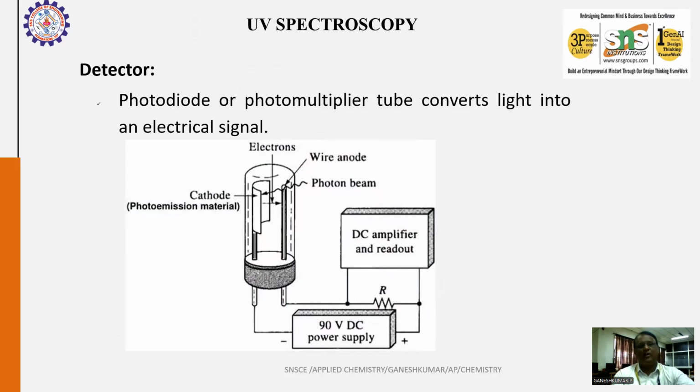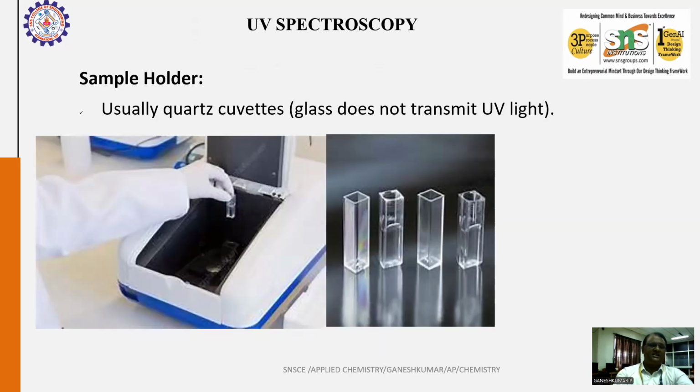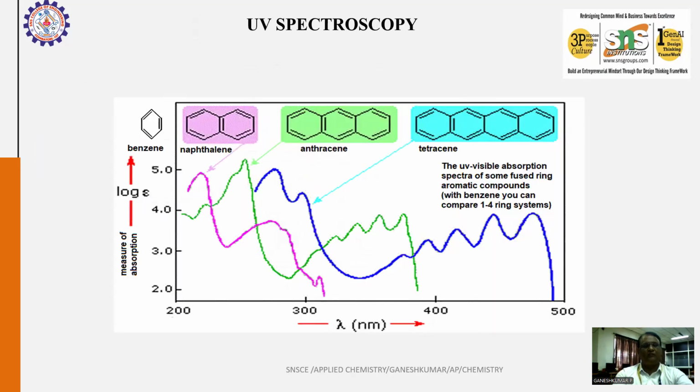Whenever light falls on it, it gives out some electrons, and the electrons flow through the circuit, and we measure how much current is produced. How much current is produced, that is, how many electrons, depends on the intensity of radiation which falls on the material. Then it goes to an amplifier. The amplifier amplifies the signal and gives it to an output device such as a computer with software to measure it.